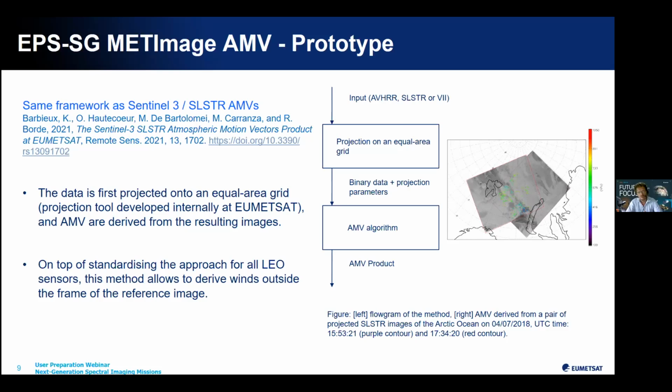This was necessary for METimage due to the bow tie effect that has been described by Pepe yesterday. On top of standardizing the approach for all the LEO sensors, this method also allows to derive winds outside the frame of the reference image, which increases significantly the AMVs that are extracted from LEO satellite.